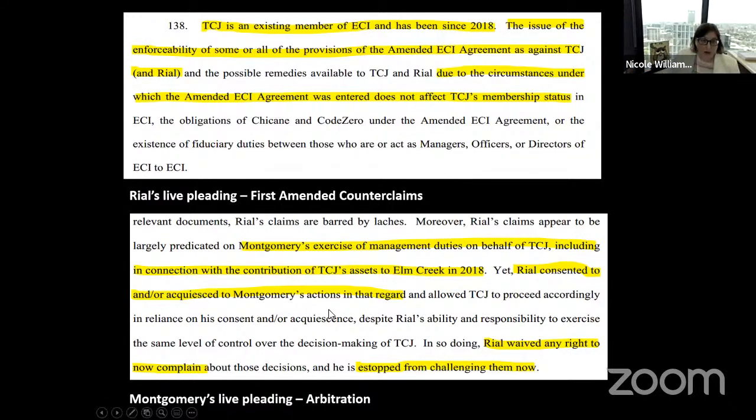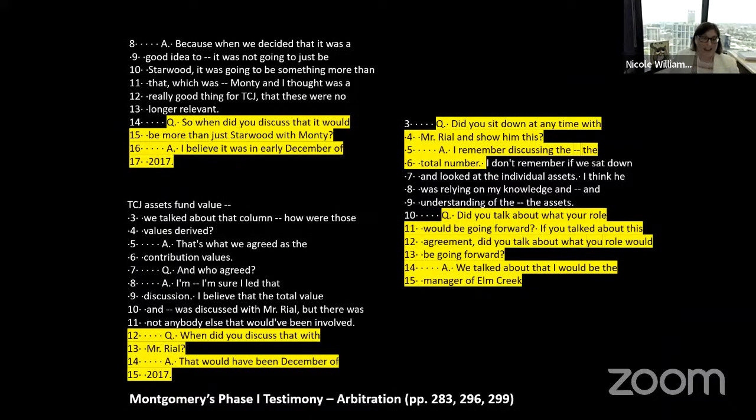This second part is Montgomery's live pleading and the arbitration that Your Honor is aware of. He's said that Ryle consented or acquiesced, that Ryle is estopped or waived. He's definitely not asserting that he agrees with what ECI has said. And similarly, in his testimony, they cited some selective testimony in their response to our motion. So we just wanted to show some of the other testimony that, in fact, Montgomery very much does dispute what's going on here.